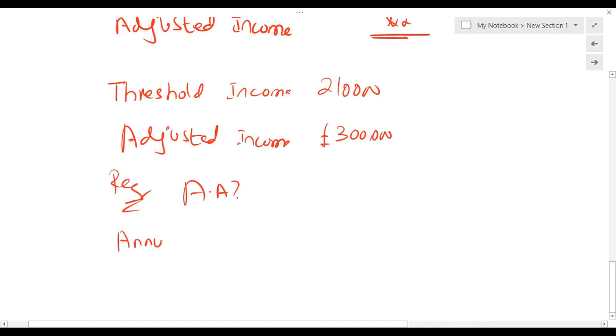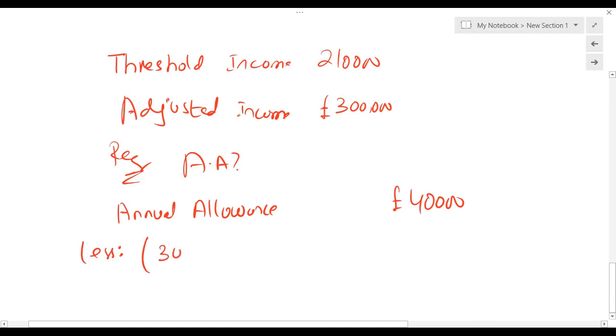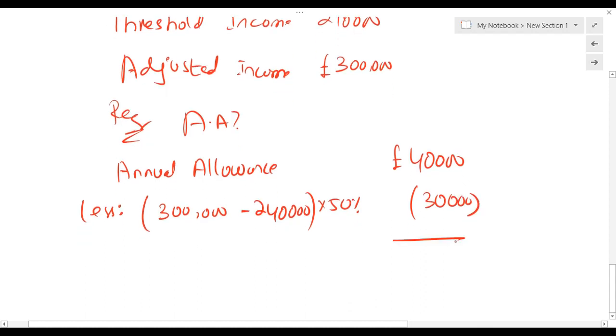Just write annual allowance, obviously 40,000, less adjusted income of 300,000 minus 240,000, into 50%. It is 30,000 if I'm not wrong. Then you will be getting an annual allowance of 10,000, which means in the current tax year you will not have an annual allowance limit of 40,000. Instead of 40,000, you will have an annual allowance limit of only 10,000.